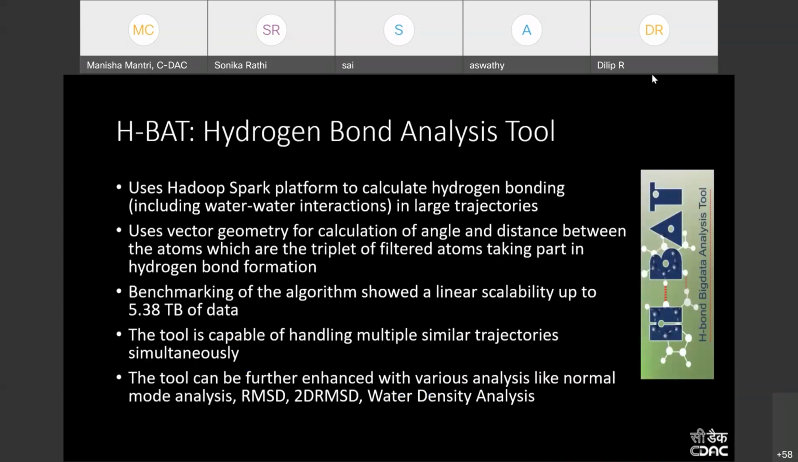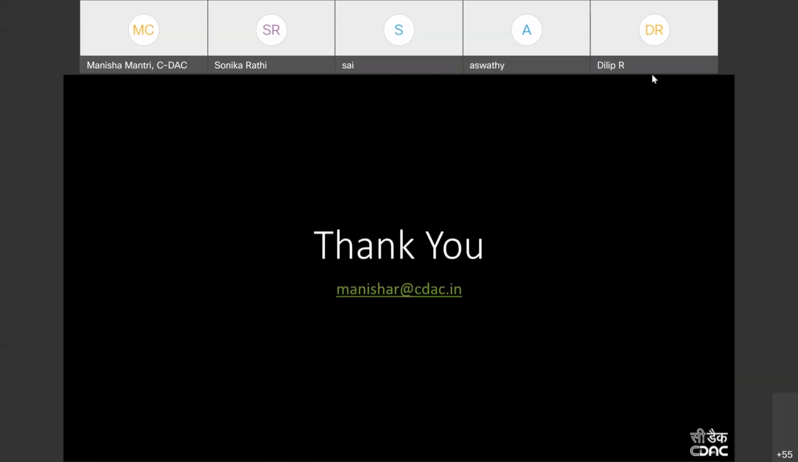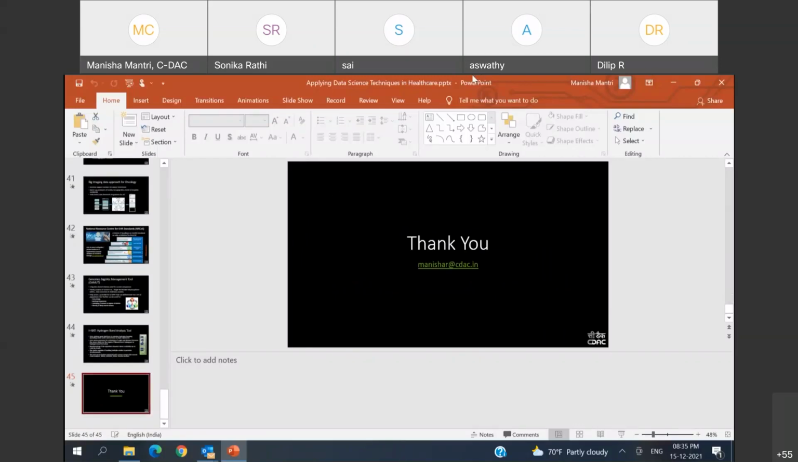And then the last product that we have is HBAT, which is hydrogen bond analysis. It does the analysis of hydrogen bonding, including water-to-water interaction. It uses vector geometry for calculation of angles and distances between the items, and then it can be extended and used for other items also. The benchmarking of this algorithm showed that it can have linear scalability up to 5.3 terabytes of data. And that's all about this tool. Thank you. I hope it was a helpful presentation.